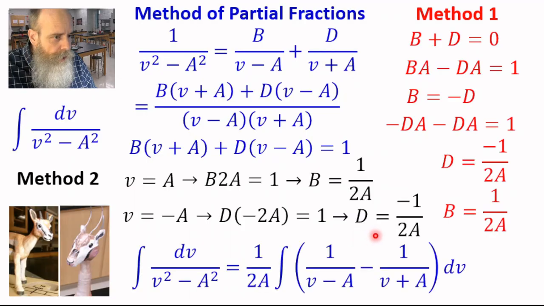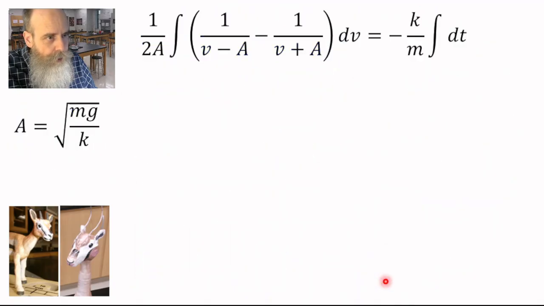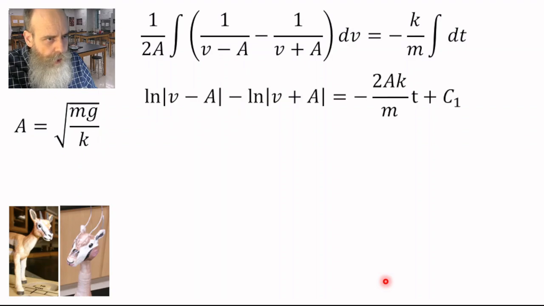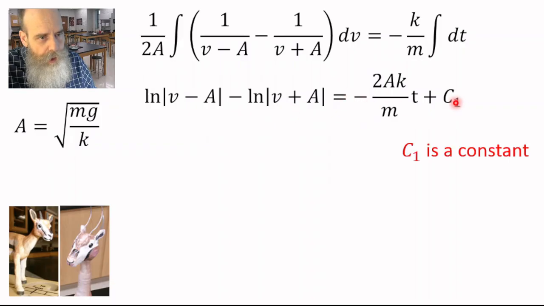So now our integral becomes this. And this is easy to solve. This is ln of v minus a. This is ln of v plus a. So here's what we get for our integral equation. And let's multiply by 2a and then solve the integral. So we get here ln of v minus a minus ln of v plus a equals negative 2a k over m times t plus c1, where c1 is a constant.